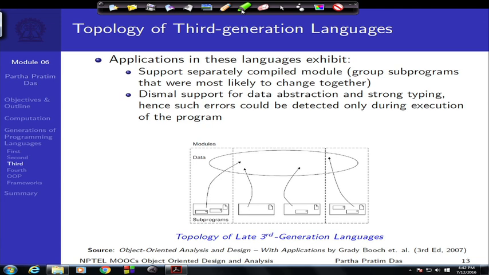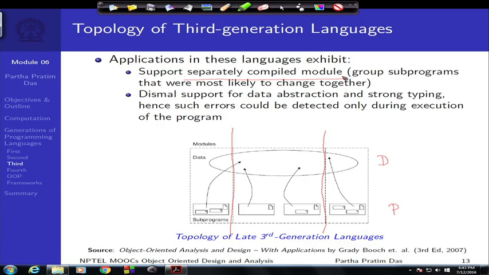What is the data is here, the program subprograms are here, but what you see significantly are demarcations between the subsets of subprograms, which was achieved because the first time many of the languages started allowing multiple source files, which could be separately independently compiled.